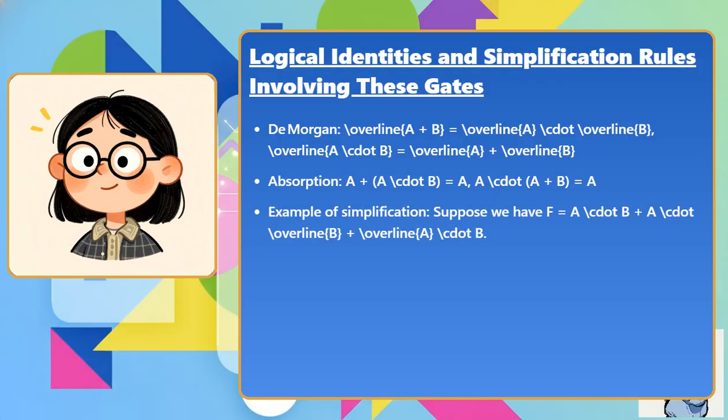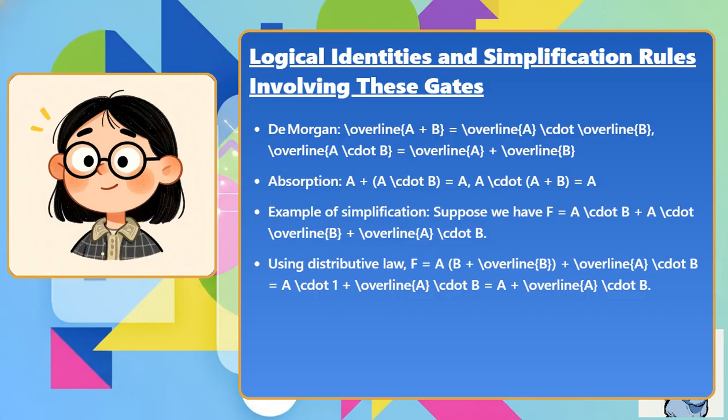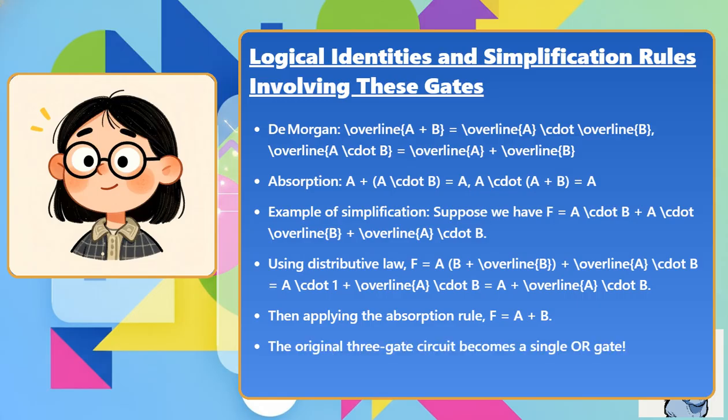Example of simplification. Suppose we have F equals A and B plus A and not-B plus not-A and B. Using the distributive law, F equals A and (B plus not-B) plus not-A and B, which equals A and 1 plus not-A and B, which equals A plus not-A and B. Then applying the absorption rule, F equals A plus B. The original 3-gate circuit becomes a single OR gate.